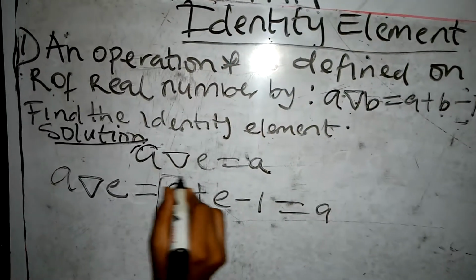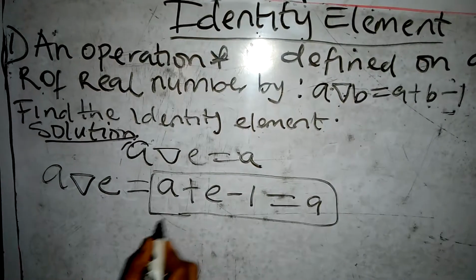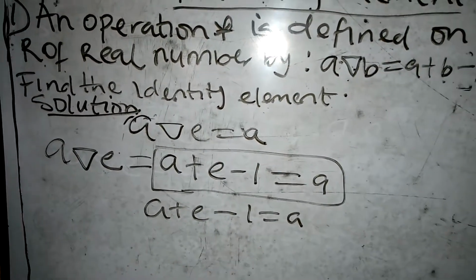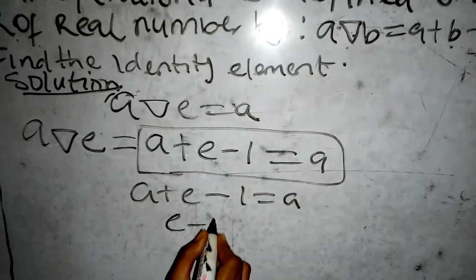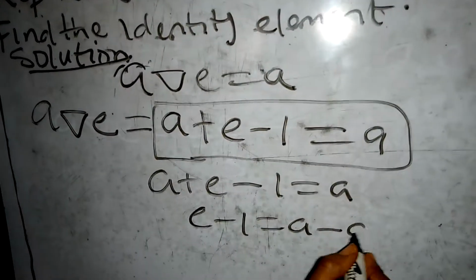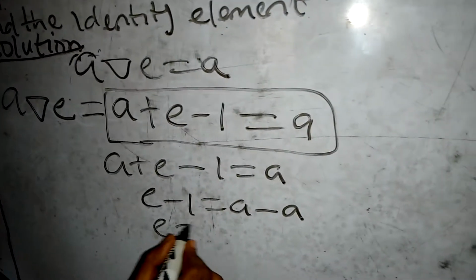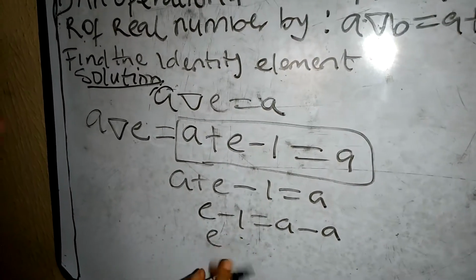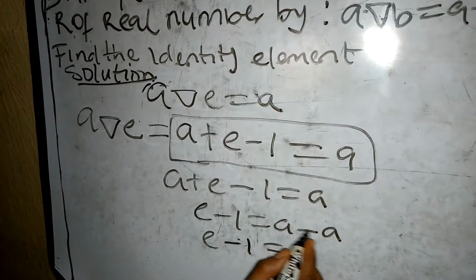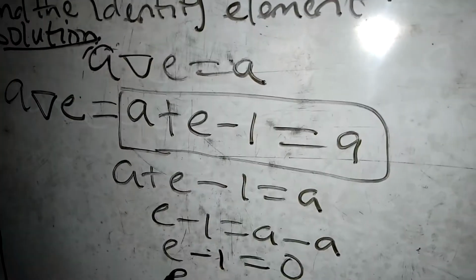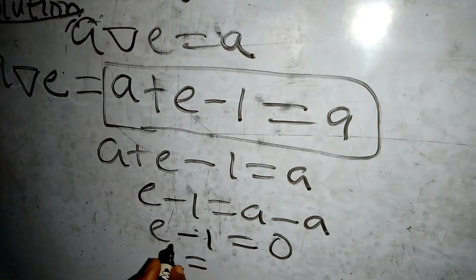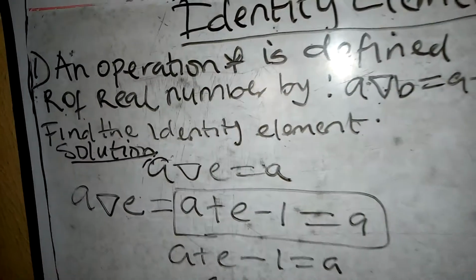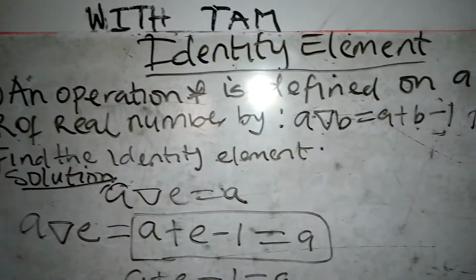Then we use these two. So A plus E minus 1 equals A. Collect like terms. E minus 1 equals A minus A. So E minus 1 equals 0, since A minus A is 0. So E equals, this 1 will come to the other side, plus 1. So the identity element is 1.